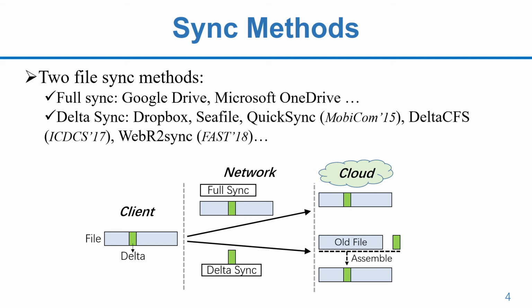Let's talk about the existing cloud sync schemes. A full sync scheme syncs the whole file no matter how many changes are made to the file, whereas in a data sync scheme, only the changes made to the file are synced to significantly reduce network transmission, which explains why it is much more preferred in recent studies.